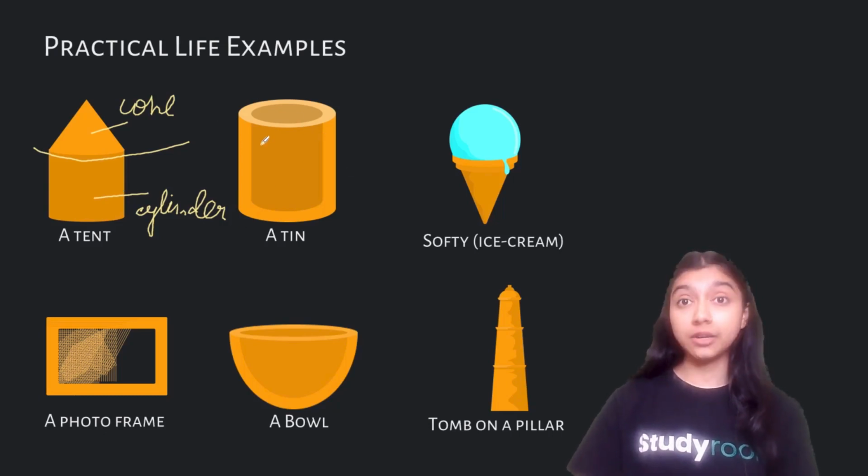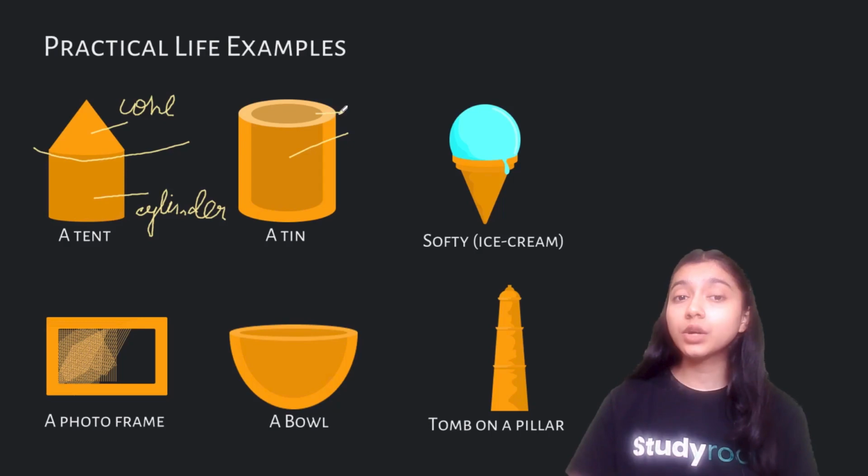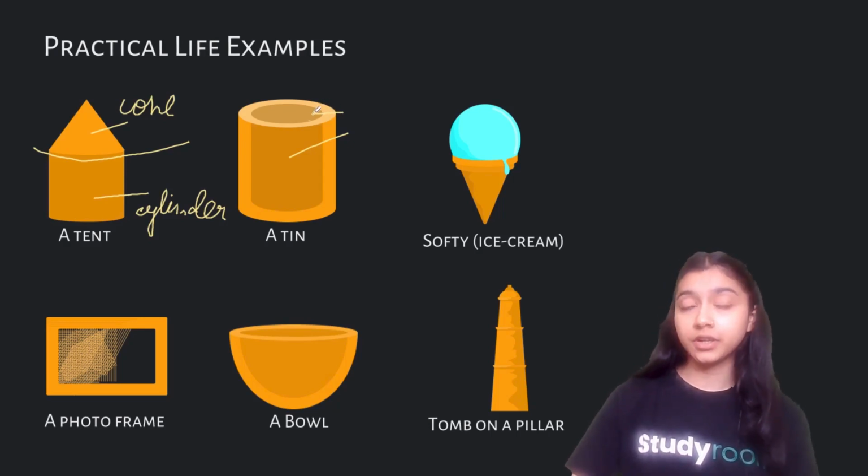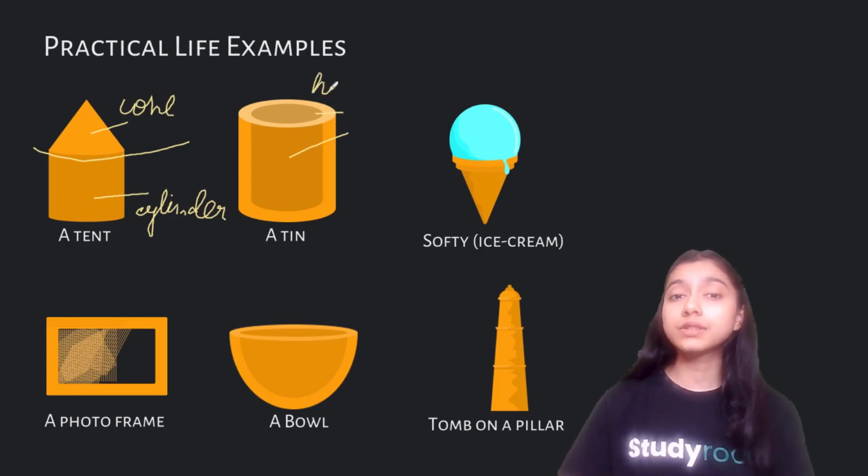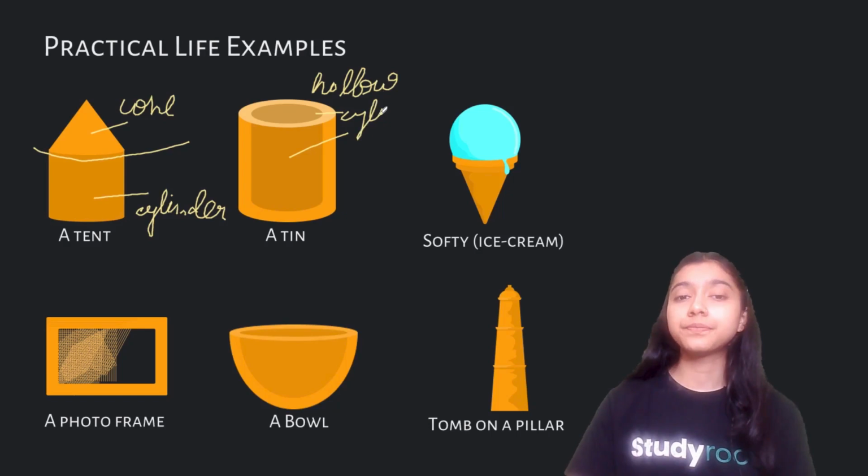Next up, we have a tin. A tin occupies space, and by looking at the tin, we can say that it is a cylinder. But we can see that here we have a certain width of the tin, so it is known as a hollow cylinder. In a tin, we can place some ingredients.